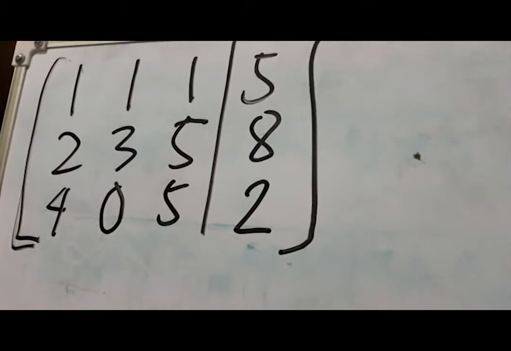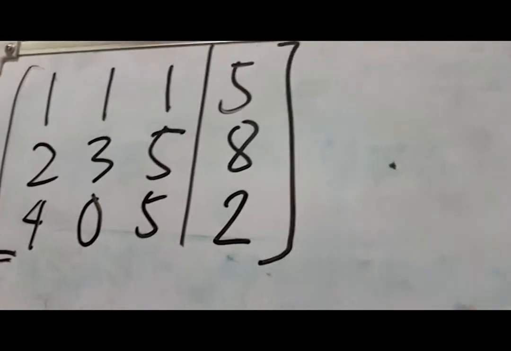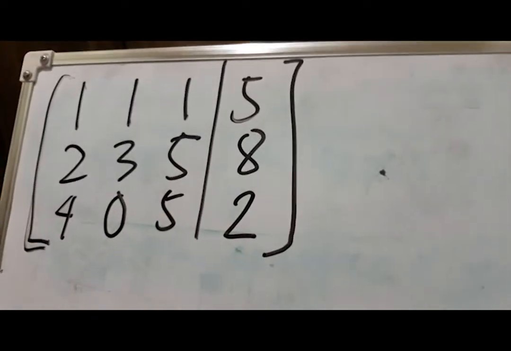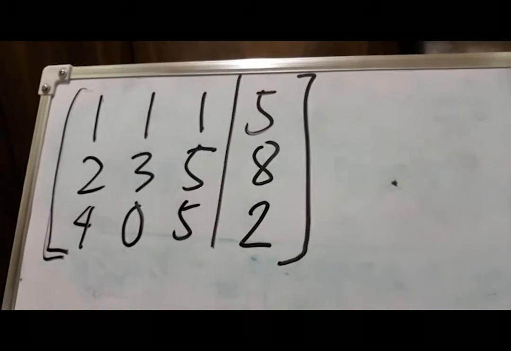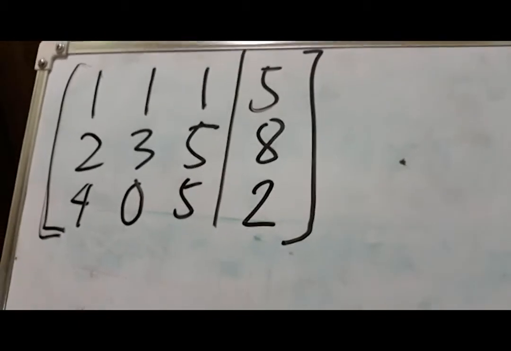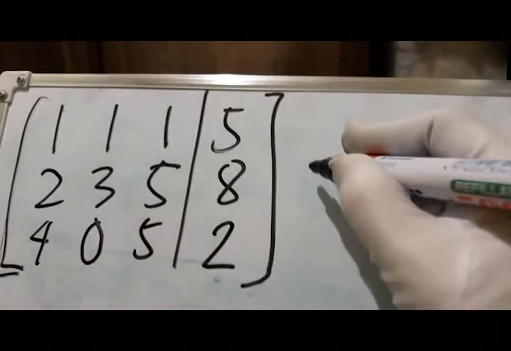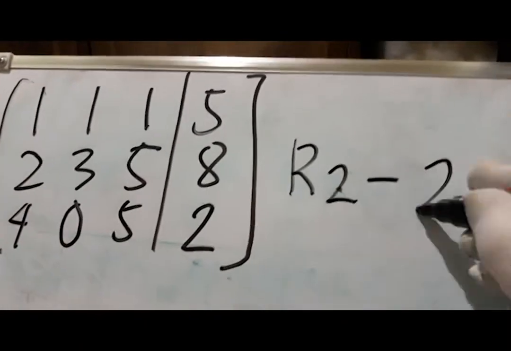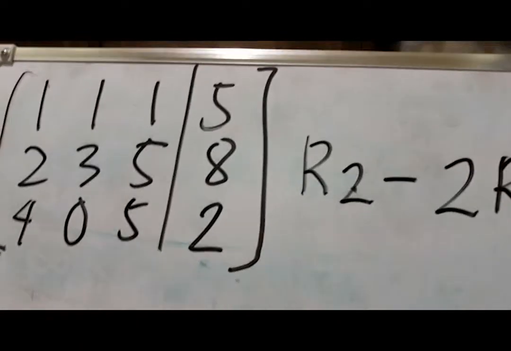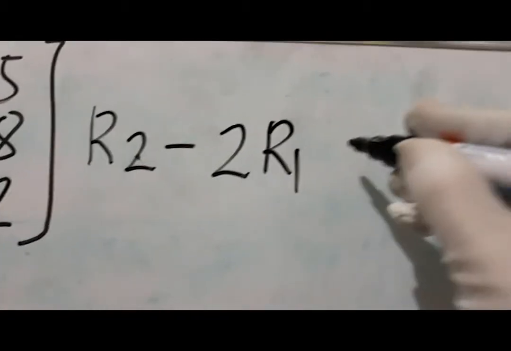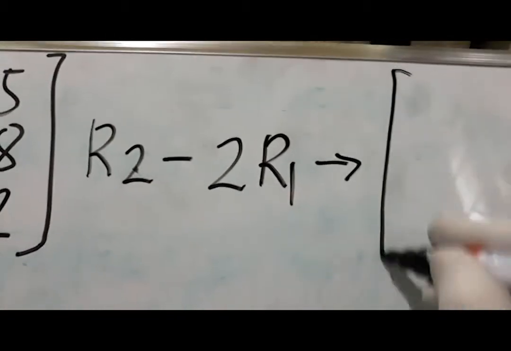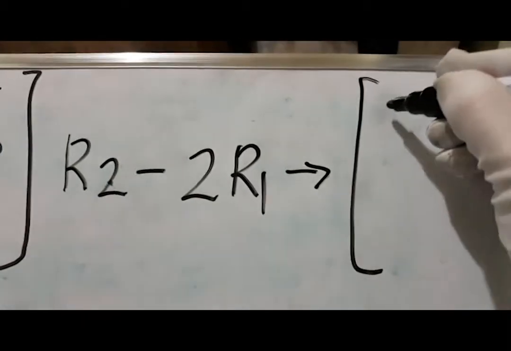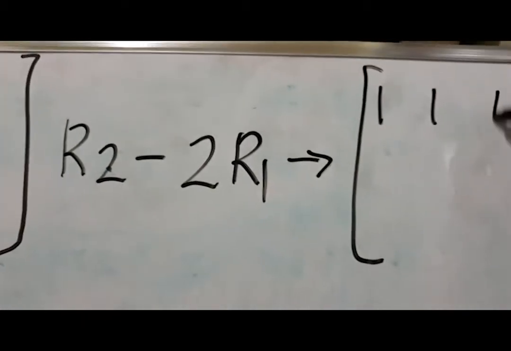Going back to our example, let us transform this augmented matrix into reduced row echelon form by using row operations. You can choose any rows here in order to reduce this. In this example, I will start with row 2 and subtract twice row 1 from it. Since the first row is not involved, we just write it like this.